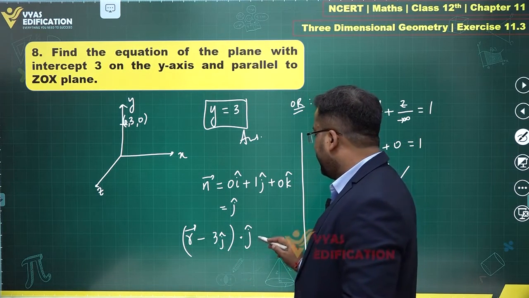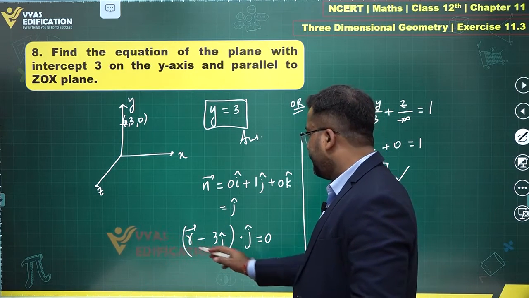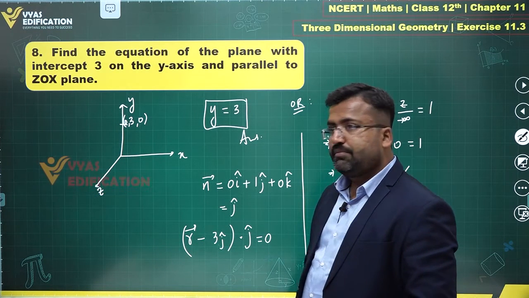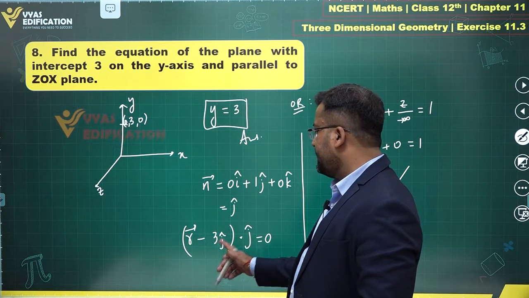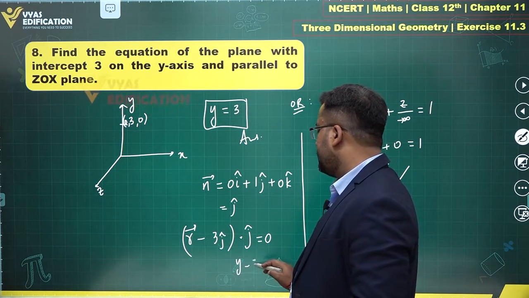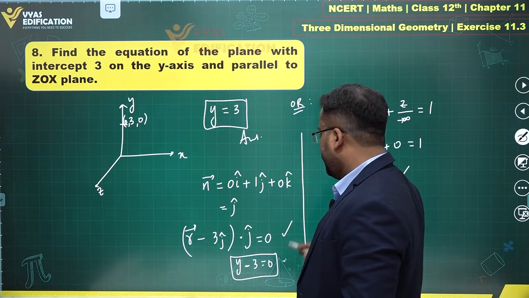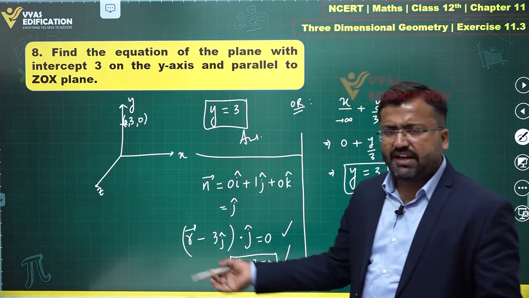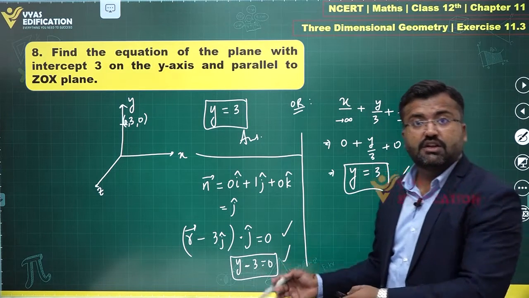R minus a dot n is equal to 0. This is what you'll get, right? And where does that take me? This is r minus a, which will be xi plus yj plus zk minus 3j, dotted with j, which will be y minus 3 is equal to 0. Either this is the vector form or this is the Cartesian form. Both of them are the equations of the same plane, right? So we have seen various approaches of getting the same answer in this particular question, as you can see over here.